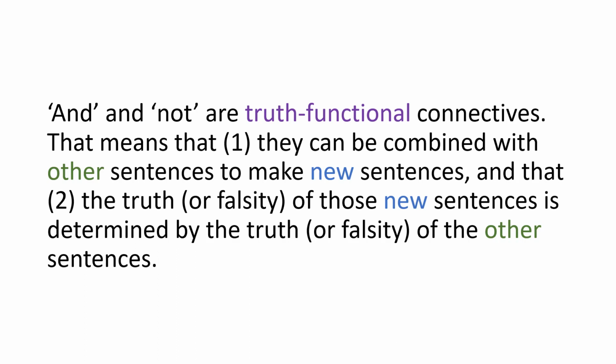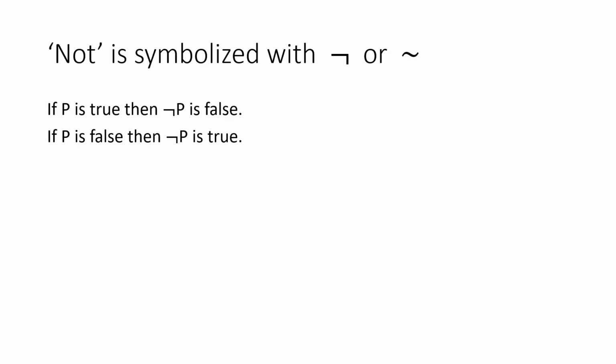They can be used to combine with other sentences to make new sentences. And the truth of those new sentences, or the falsity of those new sentences, is completely determined by the truth of the smaller sentences that combine to make the new sentence. All I have to know to tell whether P and Q is true is whether P is true and Q is true. Not is symbolized with those two symbols.